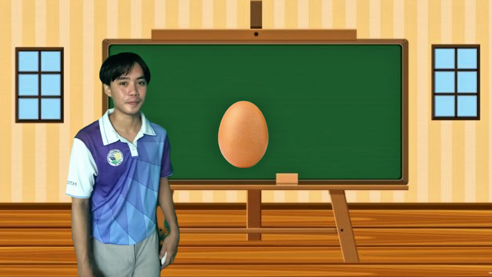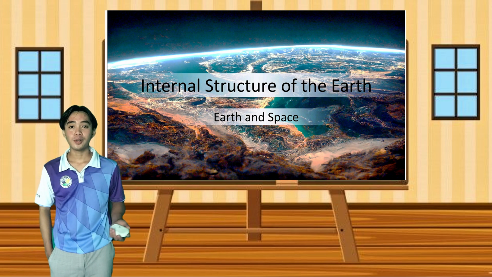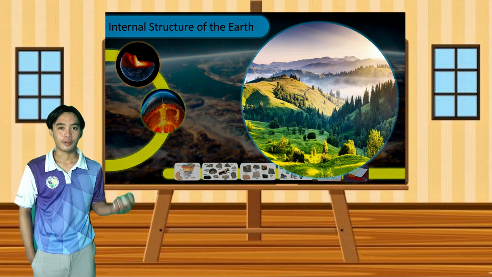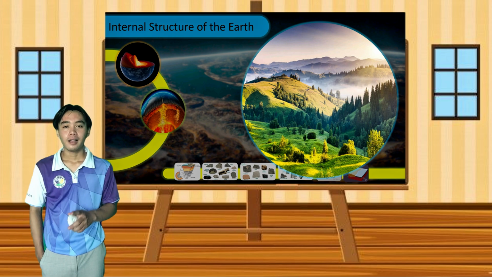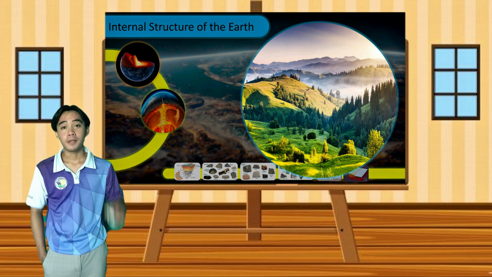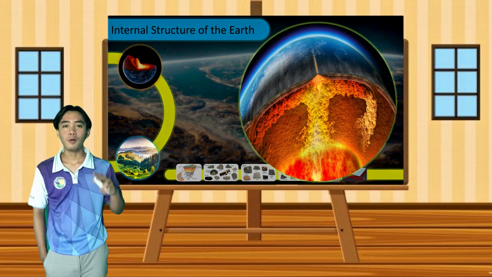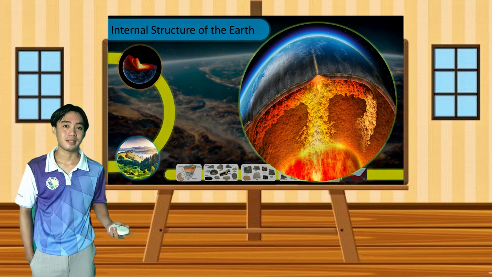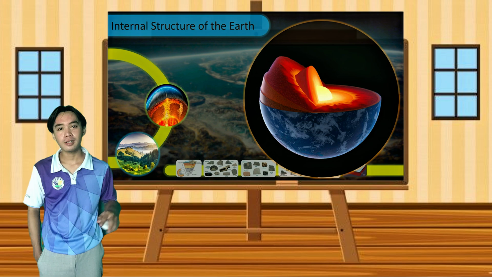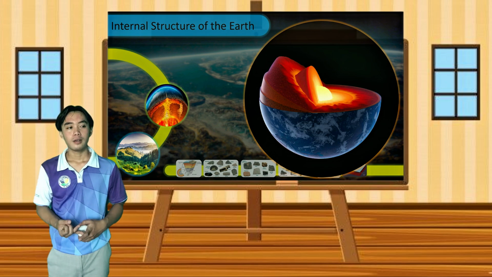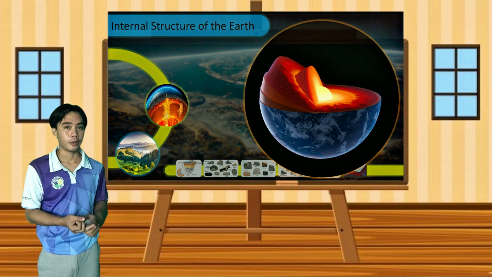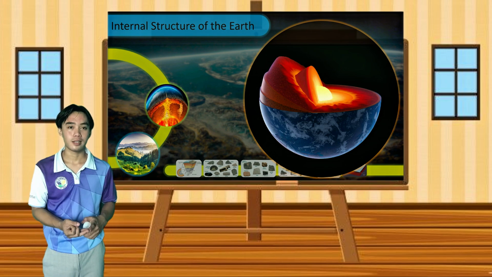So let's proceed. Just like the egg, our Earth also has similar components in its structure. First, we have the crust. Just like the egg, the outermost layer of our Earth is known as the crust. Then below the crust is the molten rocks, which is very hot, which we refer to as the mantle. Then below the mantle, we have our core. Take note that our core has an outer core and an inner core, which we will discuss later on.